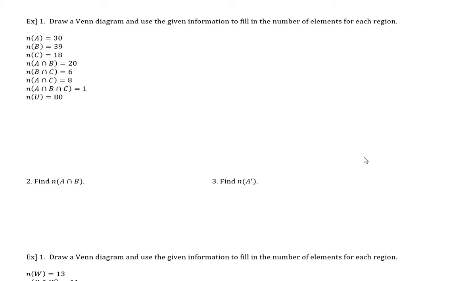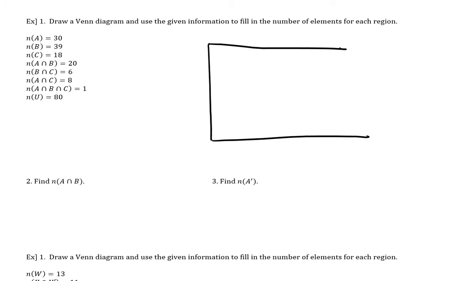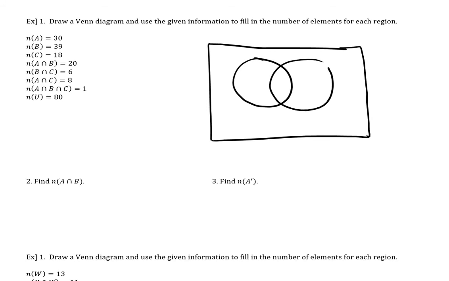Okay, so in this first one, notice there's 3 sets, A, B, C, and then the different operations with them. So let's go ahead and get, actually let me do it in black ink. There we go. Okay, so I'm going to draw nice and big. So give yourself plenty of room, and then here is going to be my A. Here's going to be my B, and then here's going to be my C. So there's that. And then the universe.